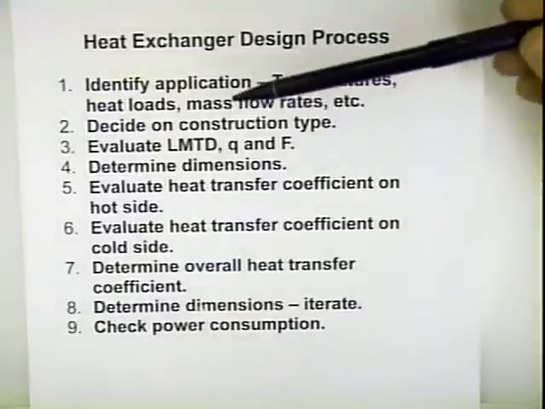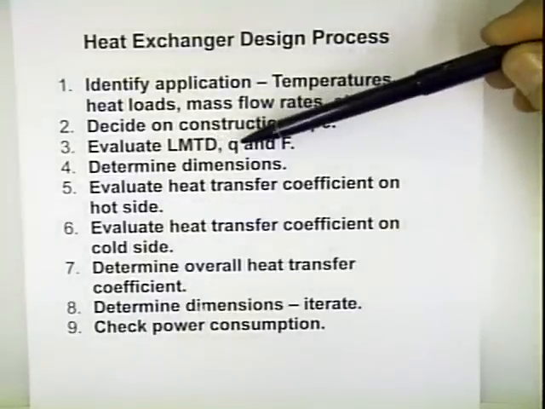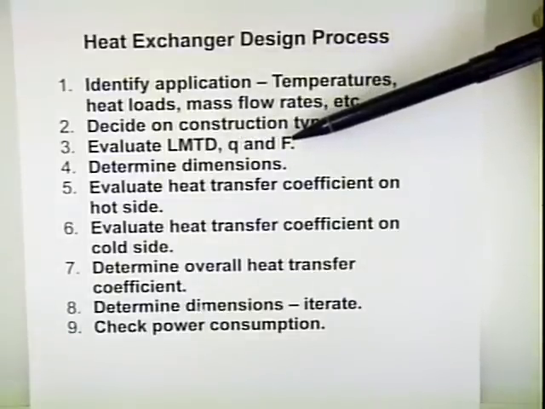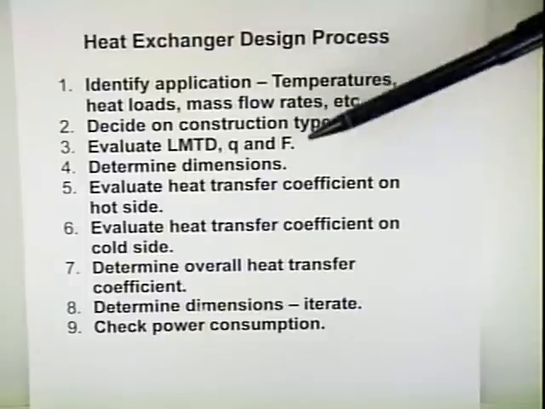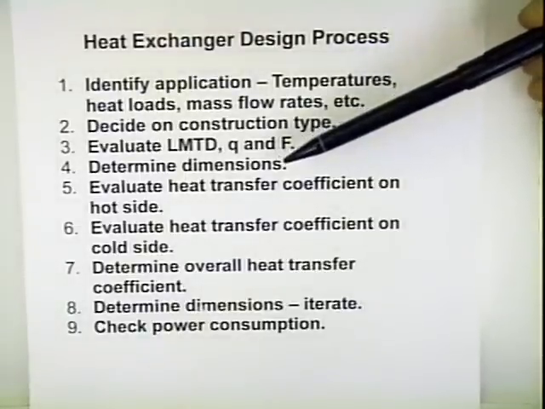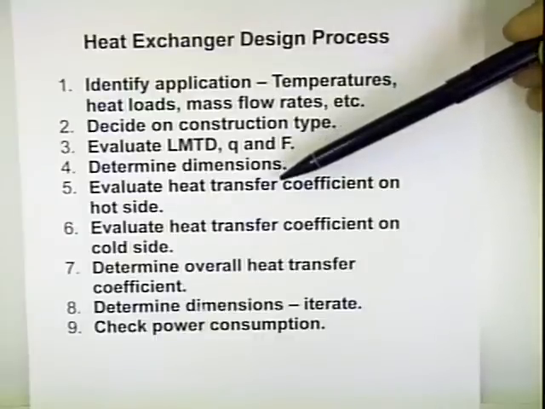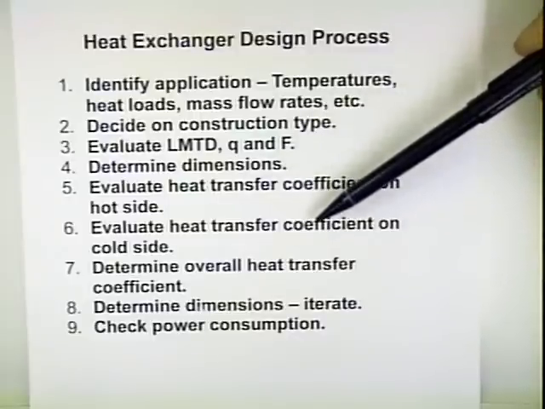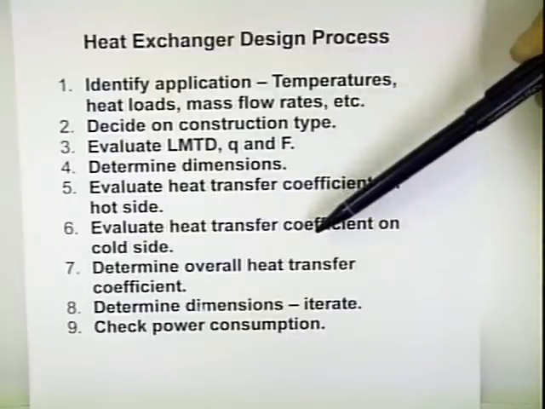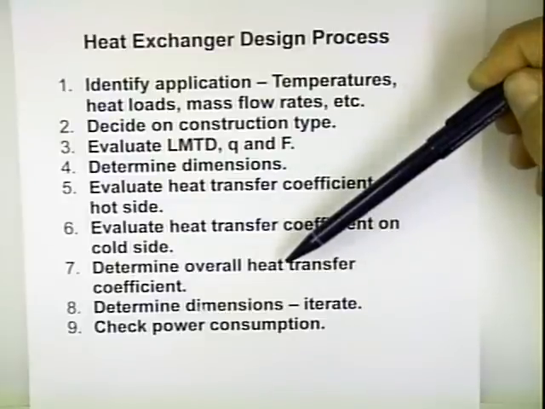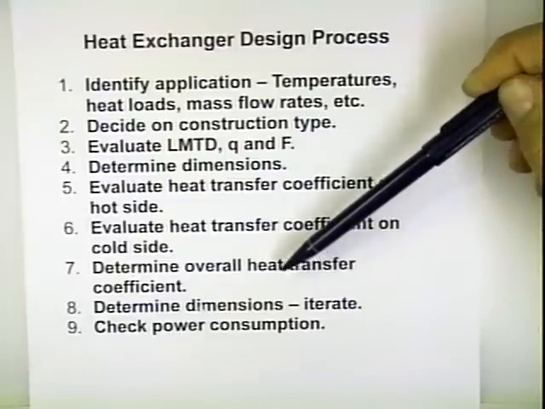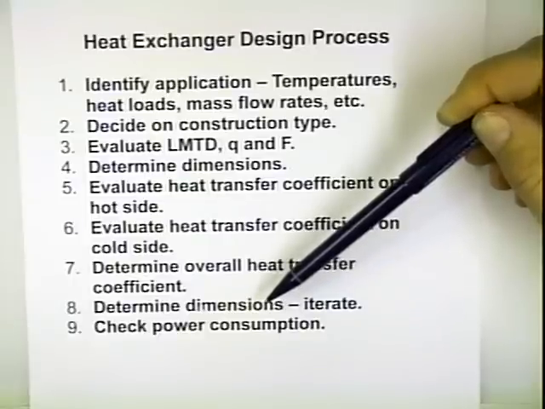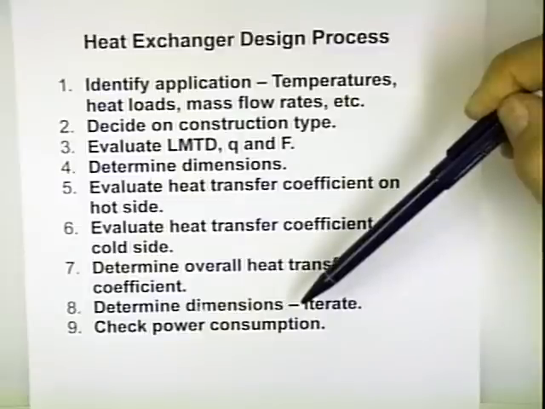Once we've done that, then we'll evaluate the log mean temperature difference. We'll determine Q if we haven't done so already, and then if we need to, we'll get a correction factor that we can use to determine Q. Then we'll decide on the dimensions. Once we pick some dimensions, we'll evaluate the heat transfer coefficient on the hot side of the flow. Then we'll evaluate the heat transfer coefficient on the cold side of the flow, and then we'll determine the overall heat transfer coefficient. Once we've done that, then we can see if our dimensions were correct. Usually they're not, so we have to go back and iterate to get the correct dimensions.